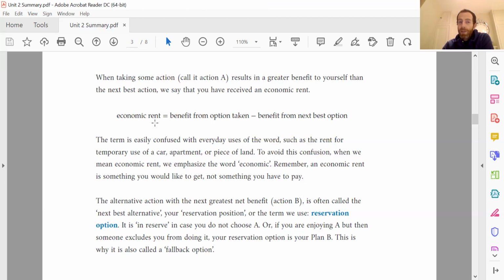So economic rent is just a way that we have in economics of trying to figure out, is there an incentive for someone to switch their choice, to change their decision? And we have a special name for the next best option. We call it the reservation option. So like the thing that you'd go to if for some reason your first choice can't be taken anymore.